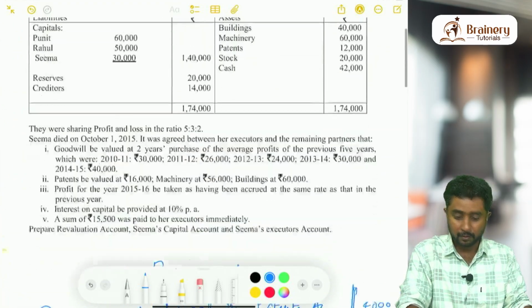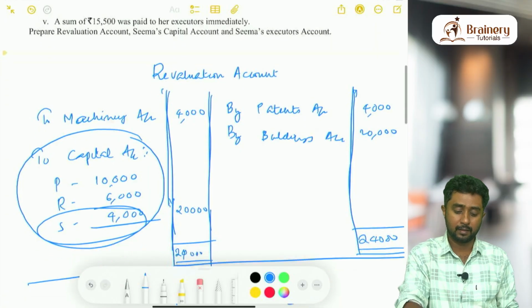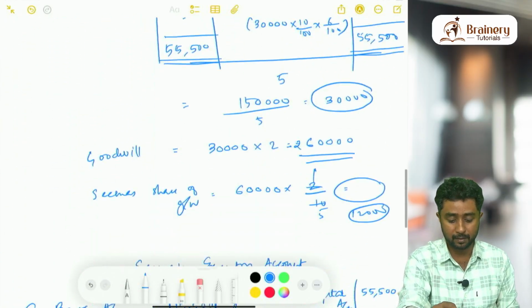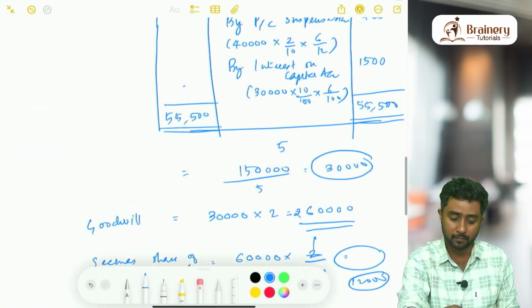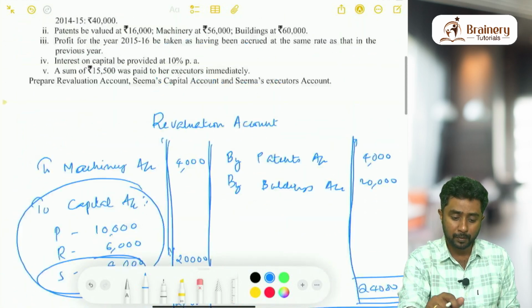One reason was preparation of revaluation account. Second reason is the CMAS executors loan account. These are the two reasons why I took this question for today's discussion. So hope I made it clear.